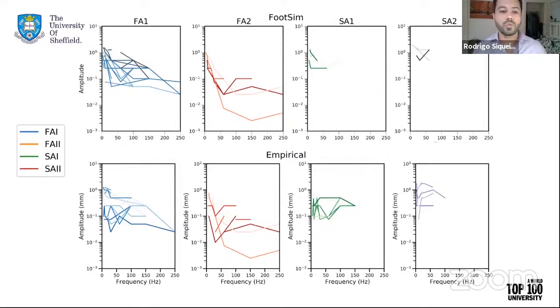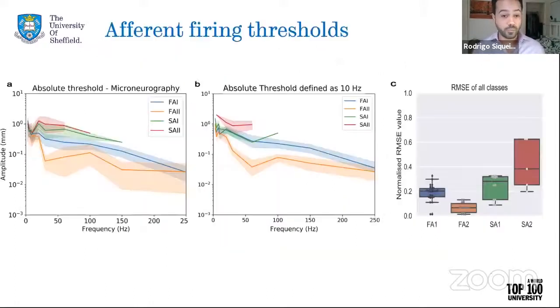So let's clump those models, group them per class. So if we group those per class, you can see those two graphs on the left. Panel A is what came from the microneurography experiment. So we can see those thresholds there for each one of the classes, same color code as before. Panel B is our own model. And then we looked into them, they look very similar.